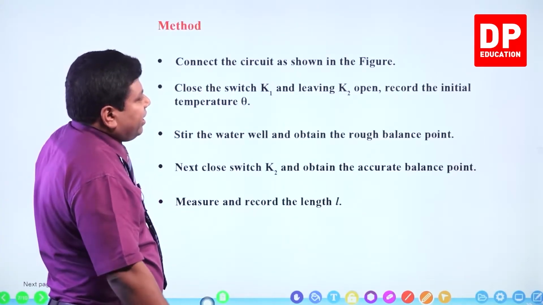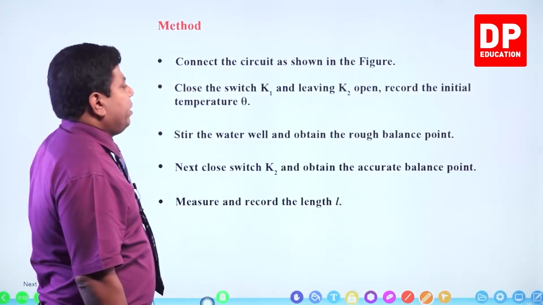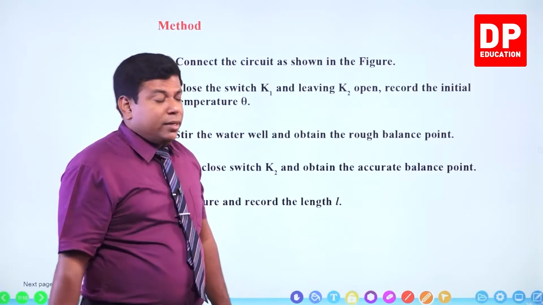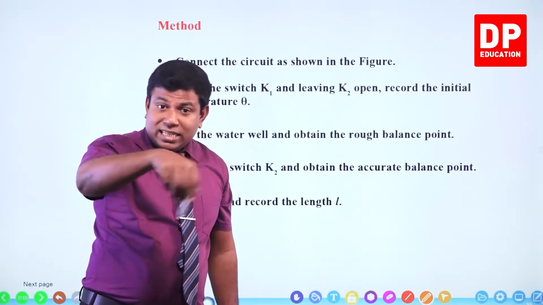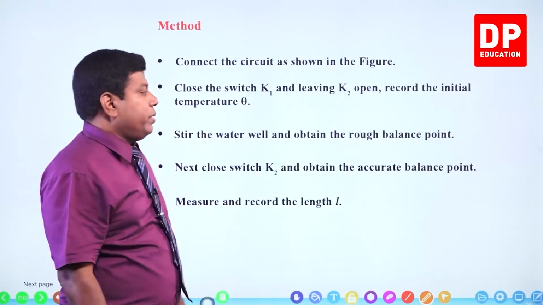Method: connect the circuit as shown in the figure. Close the switch K1, leaving K2 open. K1 is the voltage supply to the meter bridge. K2 is the short circuit of the galvanometer's resistance, so you have to keep it open until you find an approximate equilibrium point.